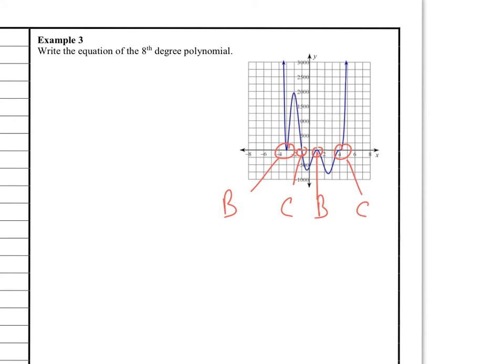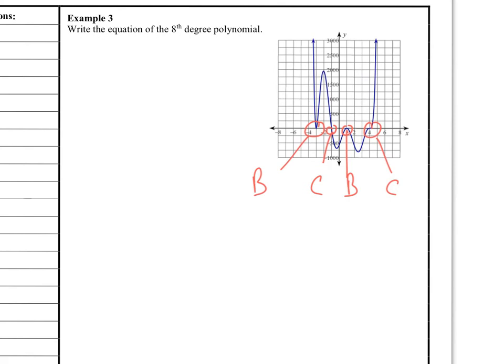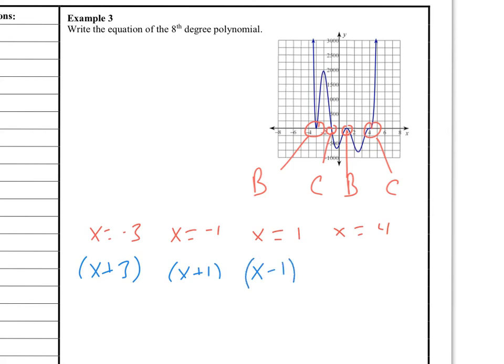Okay, so now we're going to start to write the equation for it. Alright, so it's an 8th degree polynomial, means the exponents all have to add up to 8. First going to go through and find my roots, so it looks like -3, -1, 1, and 4. So if I had x equals -3, x equals -1, x equals 1, and x equals 4, the factors I would have had would have been x plus 3, x plus 1, x minus 1, and x minus 4.